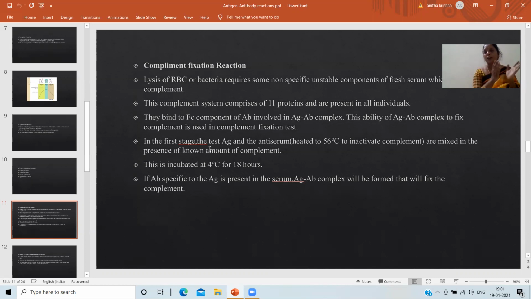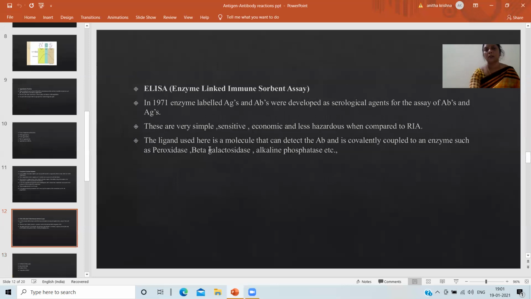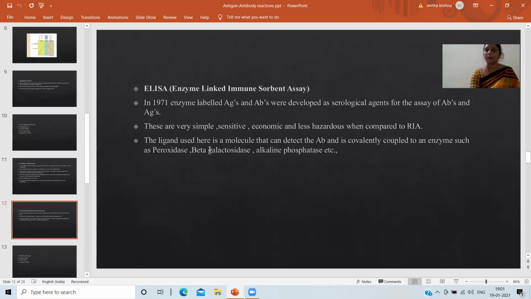And this will fix the complement. So hence it is called as complement fixation reaction. So that is about your complement fixation reaction. Generally, so next is your ELISA.